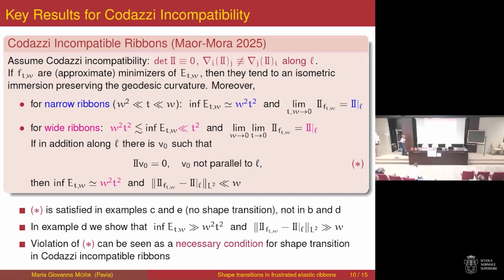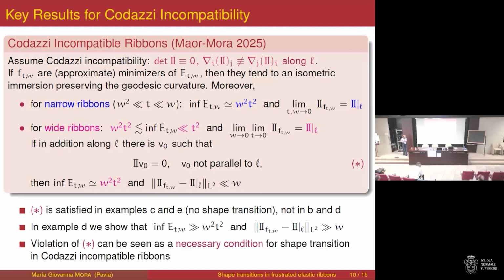So in a sense, what we see in the experiments, when we see a shape transition, is because, well, we are looking at real ribbons where the width is small but finite. And so the rate of convergence becomes relevant somehow.